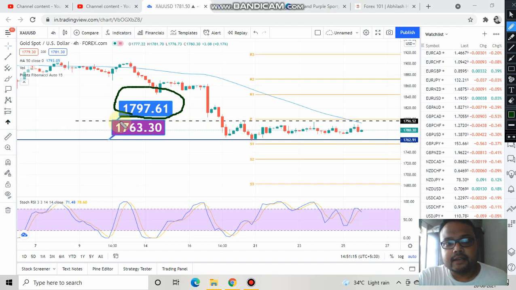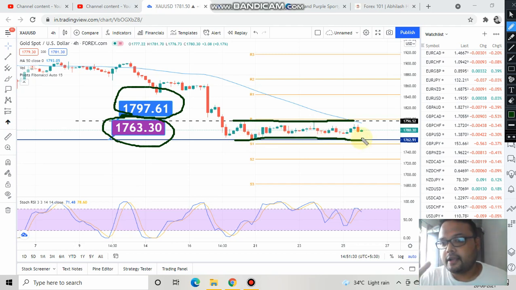1797 on the upside and 1763 on the downside. In your charting platform, you can clearly draw these two lines on the chart. And right now you can see that the market is trading in a narrow range here.